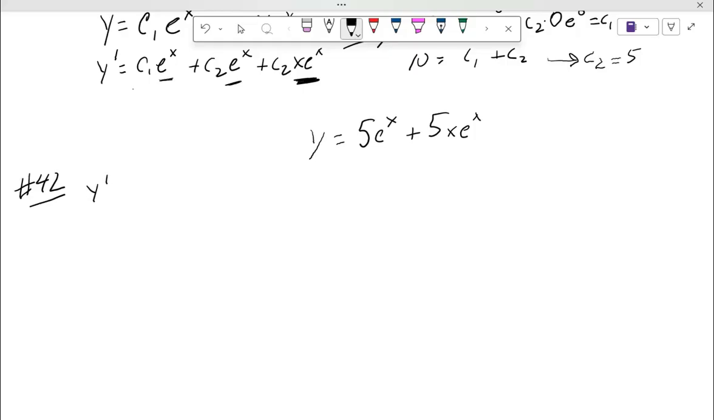Number 42 has y double prime minus 2y prime plus 2y equals 0. Your boundary values are y of 0 equals 1 and y of pi equals 1. Remember, boundary values are going to be involving two different inputs here. If it's a higher order differential equation, it needs to be at least two different ones. But for a second order, it has to be two different ones.